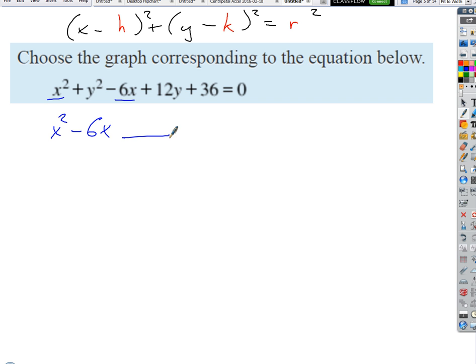Okay, let's get all the phones away, please. I really don't want to see any of those, so put those away.